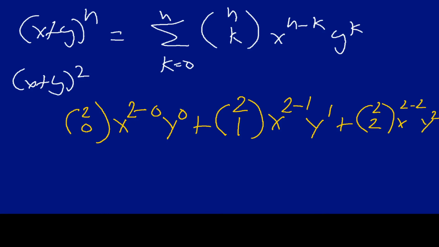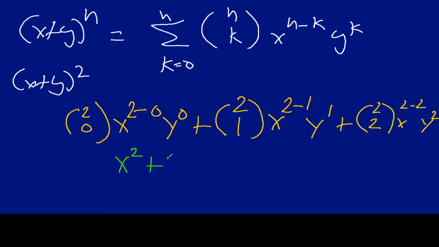And so all this should look familiar. If we do 2 choose 0, we've calculated that before. That's essentially 1, so we ignore it. So I end up with x squared, and then y to the 0 is 1, so I'm just going to leave that out. So plus, now when I have 2 choose 1, if you remember on the previous screen, that was going to be 2. If you have any questions, you can calculate that yourself.